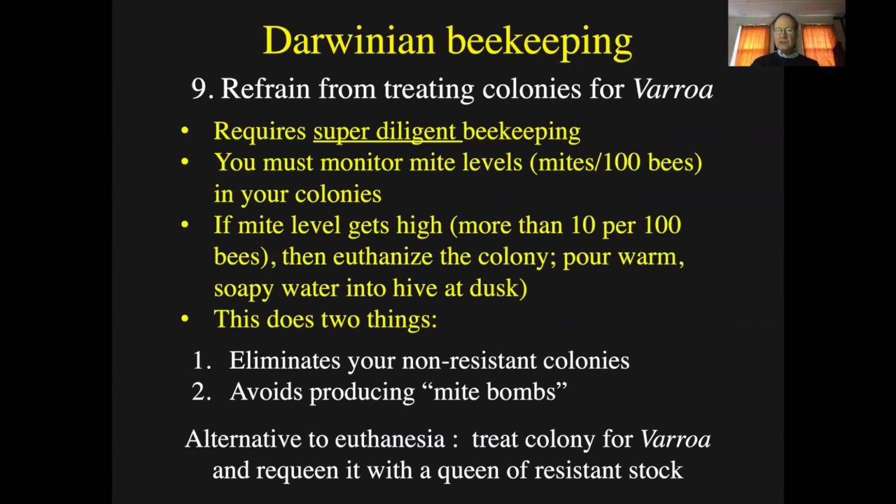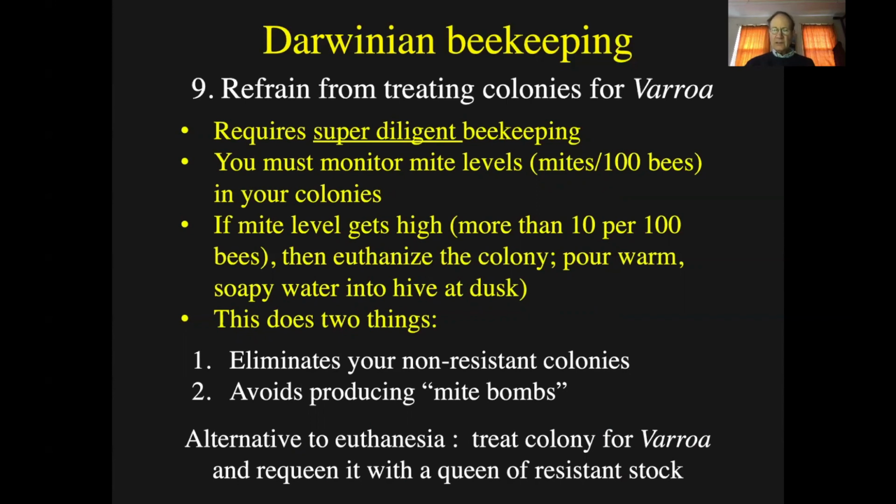And if the mite level gets too high, more than 10 per 100 bees, or maybe you could even use more than 5 per 100 bees, or even 2 per 100 bees, then I would euthanize the colony, because that colony is showing you that it doesn't have good resistance to the varroa. And the last thing you want to do is perpetuate that colony. You don't want it to be surviving, making drones, casting swarms, etc. And the way to do that is to euthanize the colony. You can or you could requeen the colony.